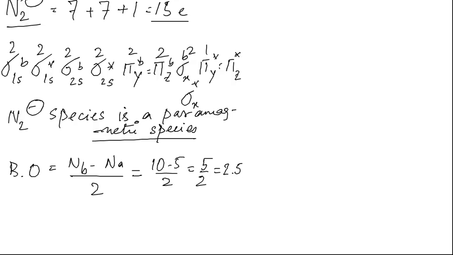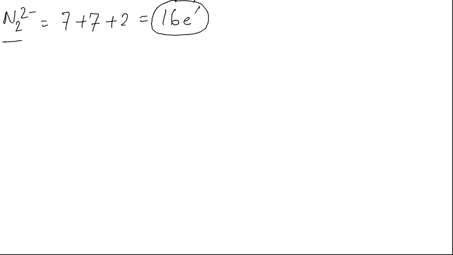So the N2 minus species and N2 plus species have the same bond order, and we can see that both of them have similar bond strength. Next we draw the molecular configuration for N2 2 minus. In N2 2 minus there are a total of 7 plus 7 plus 2, that is 16 electrons to be distributed. It can be distributed as follows.